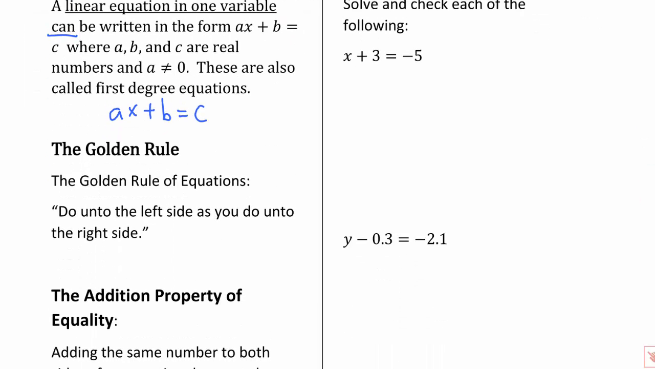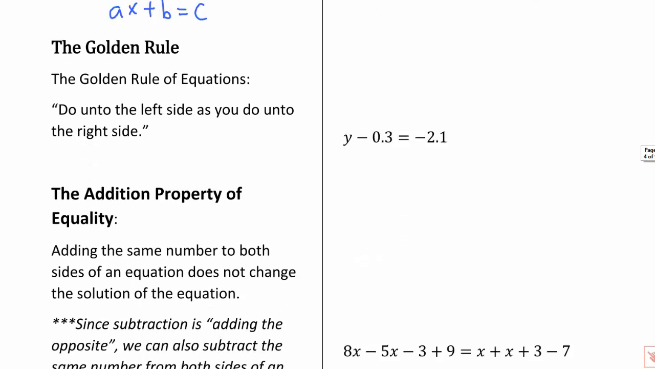Okay. Now, this golden rule basically applies to all problems. Whatever you do to one side, you do to the other side, basically. Now, it's written kind of in the golden rule form. It says, do unto the left side as you do unto the right side. Whatever you do to one side, you do to the other.